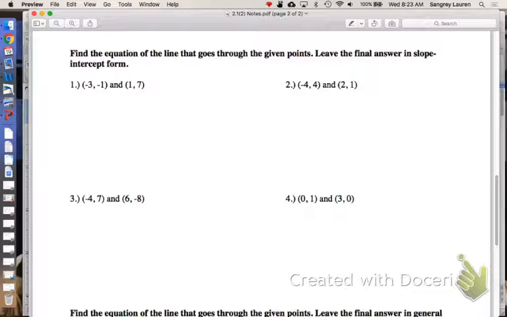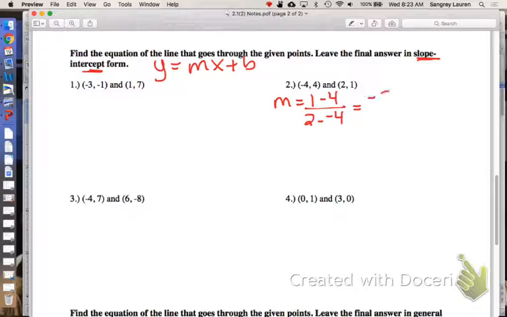So for the directions for number 2 and 4, we have to leave our answer in slope-intercept form. So that's going to look like y equals mx plus b. So the first thing we have to do is find the slope. So for number 2, we should have 1 minus 4 over 2 minus negative 4. This becomes negative 3 over 6, which reduces to negative 1/2. So there's our slope. Then we're going to use point slope form for our second step.